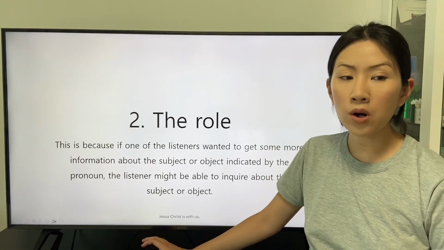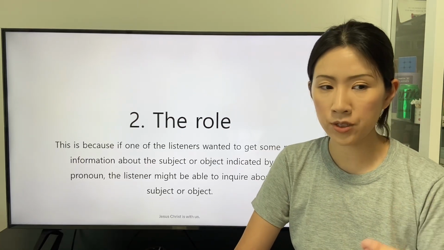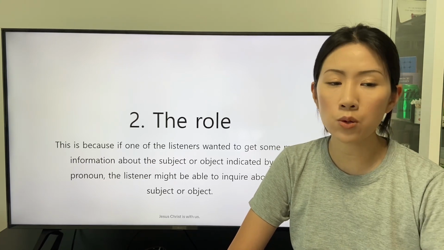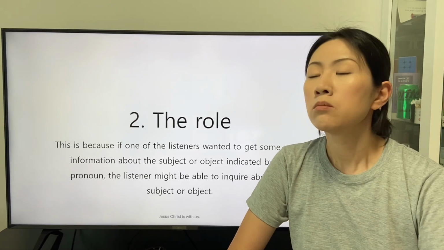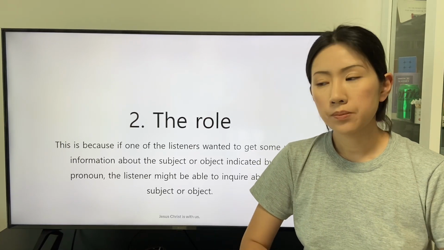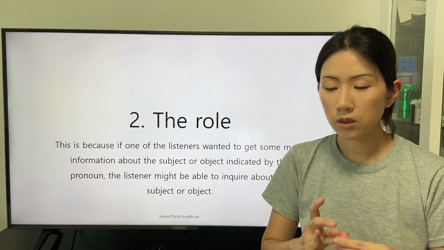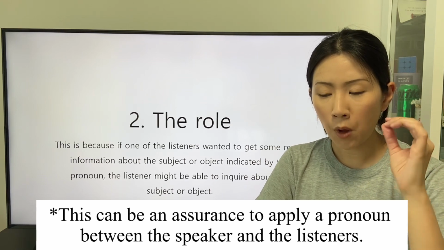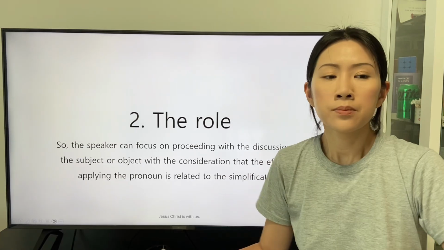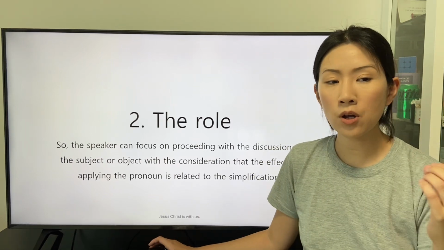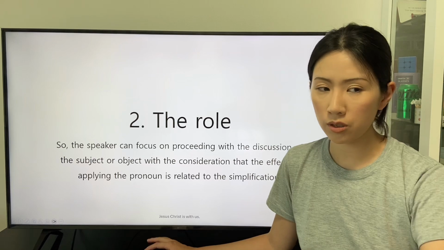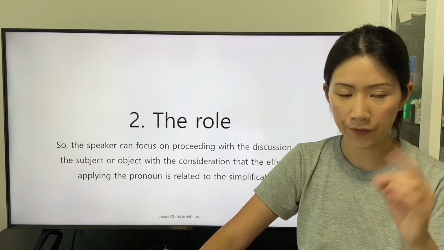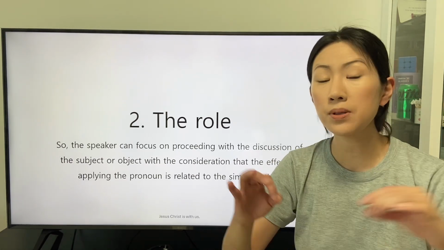This is because if one of the listeners wanted to get some more information about the subject or object indicated by the pronoun, the listener might be able to inquire about the subject or object. This can be an assurance to apply a pronoun between the speaker and the listeners. So the speaker can focus on proceeding with the discussion of the subject or object with the consideration that the effect of applying the pronoun is related to the simplification.